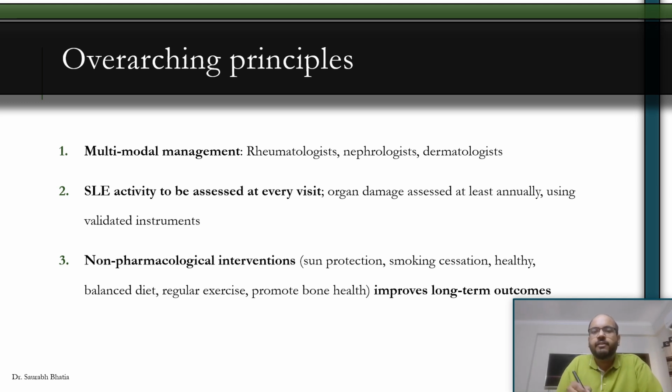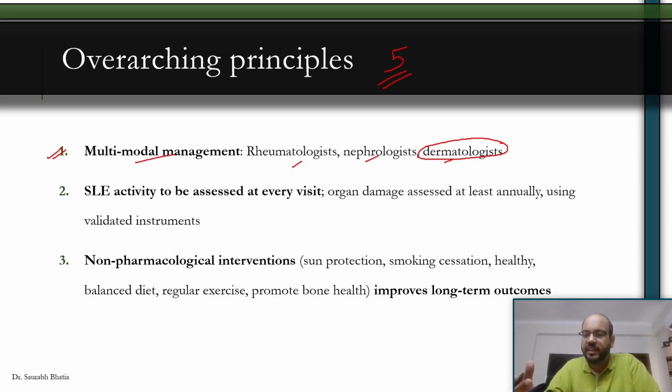Now, there are five overarching principles that EULAR tells you to keep in mind. The first is multimodal management. That means a patient of SLE has to be treated by different specialties, which include rheumatologists, nephrologists, and dermatologists. And this is why understanding LE is very important. We are a part of the team that helps a patient of SLE.